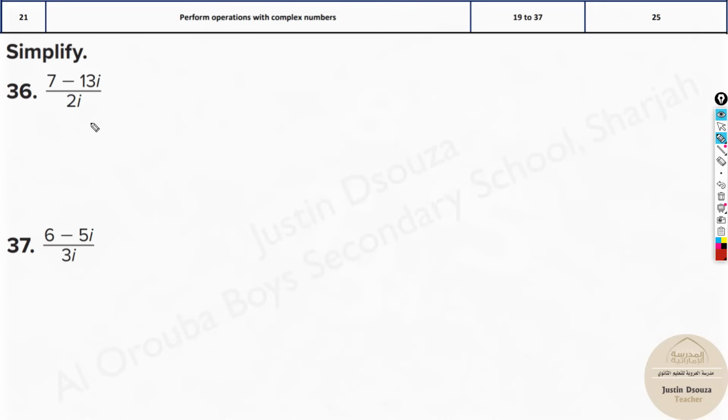Now the last two questions are much simpler than the previous question because there are no two terms in the denominator. So we don't have to multiply and divide by the conjugate. Now how do we solve this? You can just split this denominator separately. It will be 7 by 2i minus 13i by 2i. Now remember, this is 7 by 2i. It can be written just like an imaginary part. It doesn't make any difference whether you write it in the denominator or numerator.